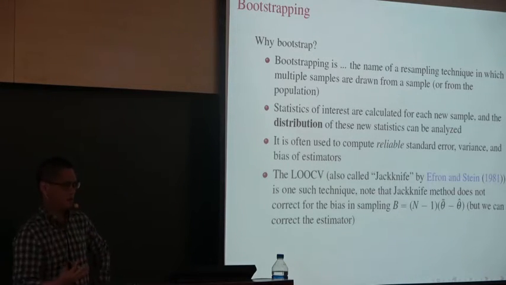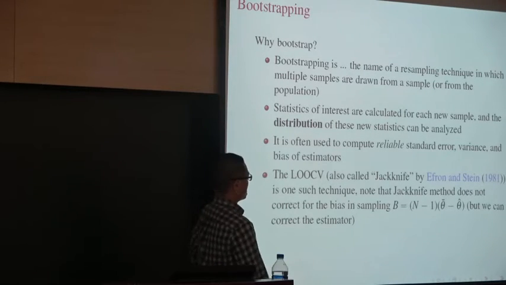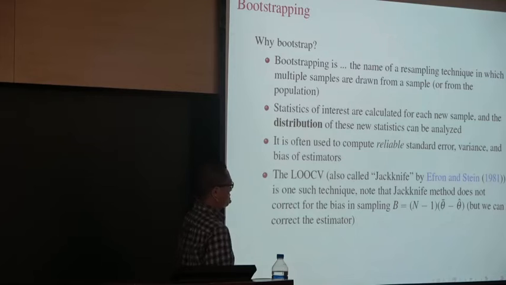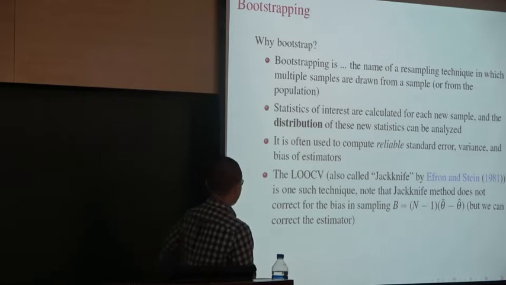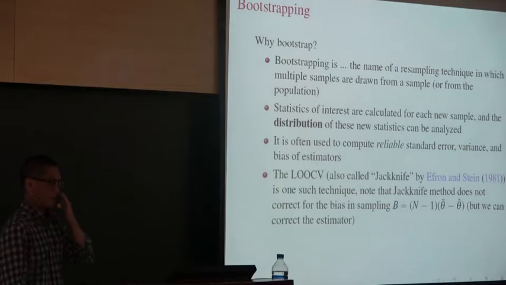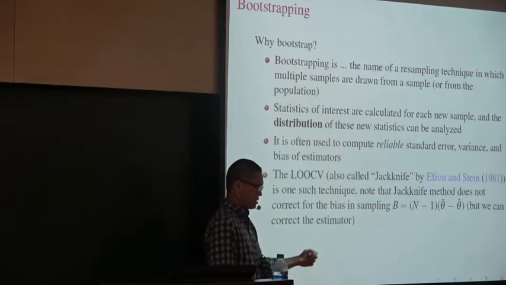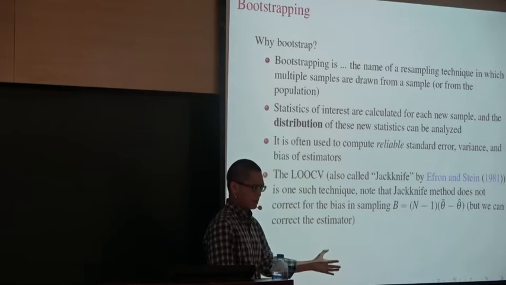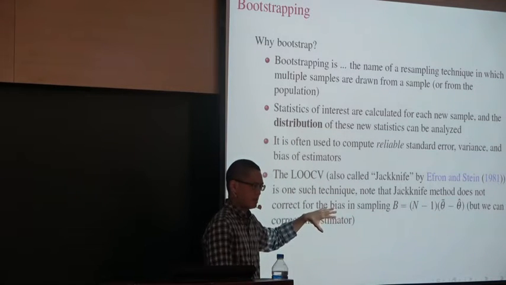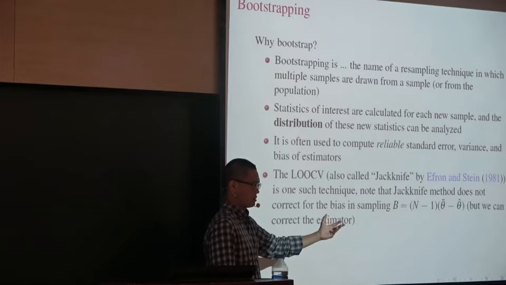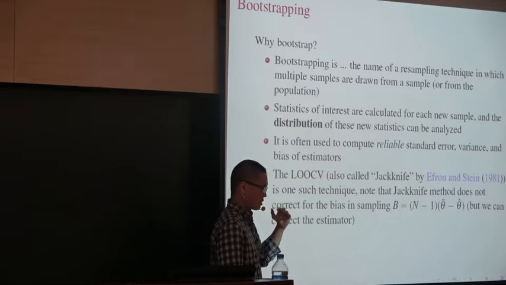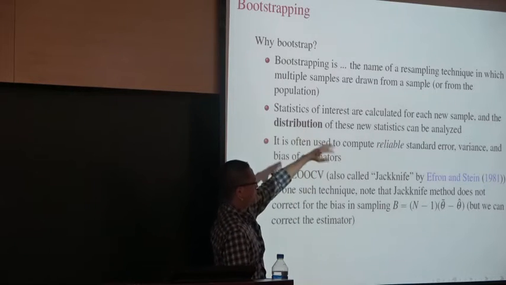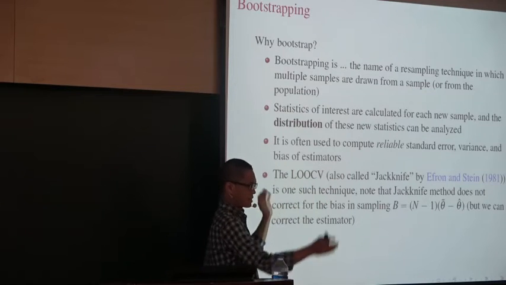So it's just a name, just one of many resampling techniques in which multiple samples are drawn from a given underlying population. And the statistics of interest are calculated for each new sample, just like what I have shown before, right? It simply draws 100 or maybe 1,000 samples of identical size, and then you get some distributional statistic from each sample, and because we draw randomly, you draw lots of samples, so that you have lots of this statistic.